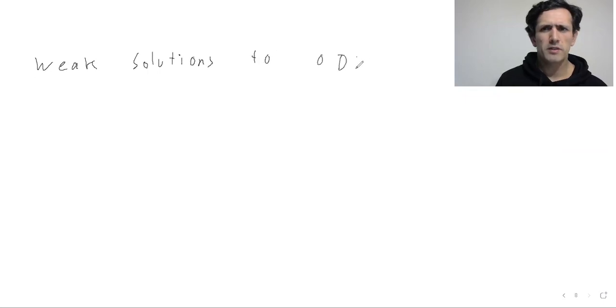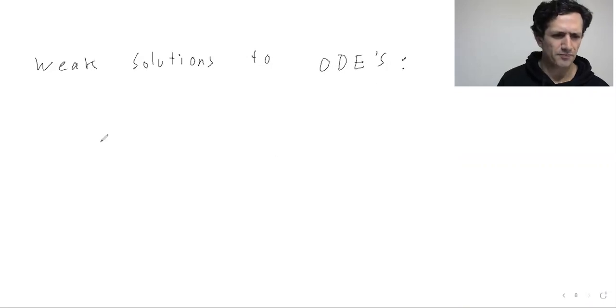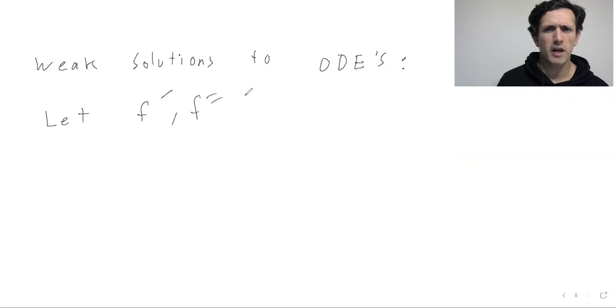To ODEs. And again, usually you want weak solutions to PDEs, and I'm particularly going to talk about second order ordinary differential equations. Right, so let's say f is a function on [0, 1], and let's say it's twice differentiable. So in particular, f and f prime are continuous.